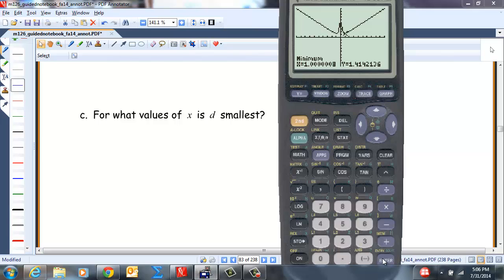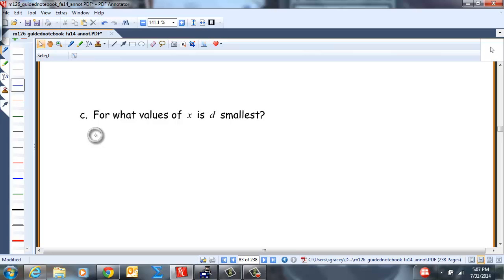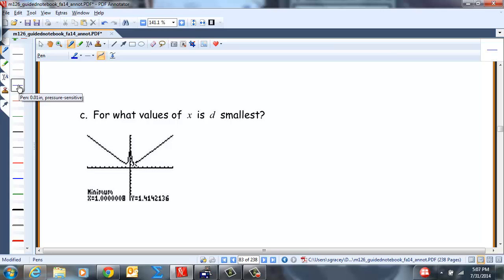Now let's make sure we're answering the question here. For what values of x is d the smallest? So d is the smallest at approximately plus or minus 1.41. And that occurs when x is plus or minus 1. You can see from the symmetry of the graph. So I'm going to go ahead and copy this so you can see the command that I used. Okay. And we'll answer the question: when x is plus or minus 1.